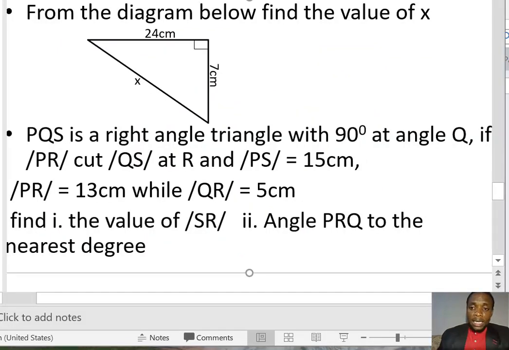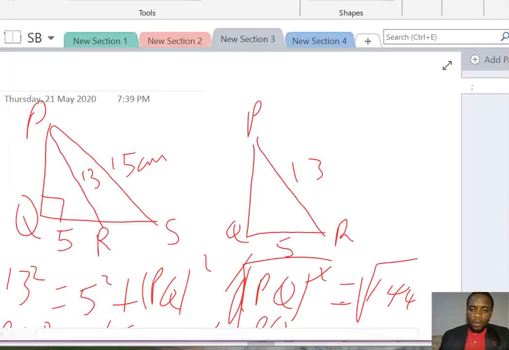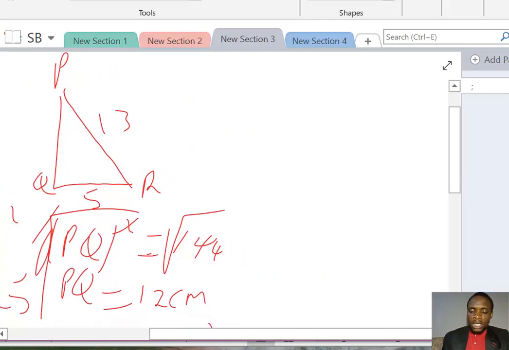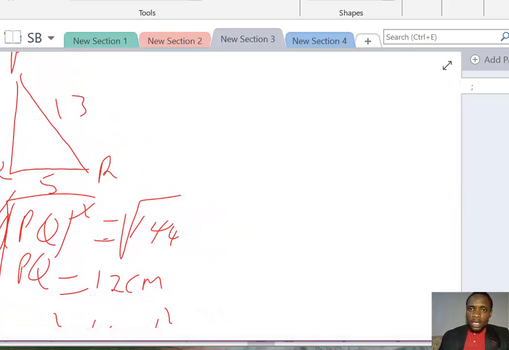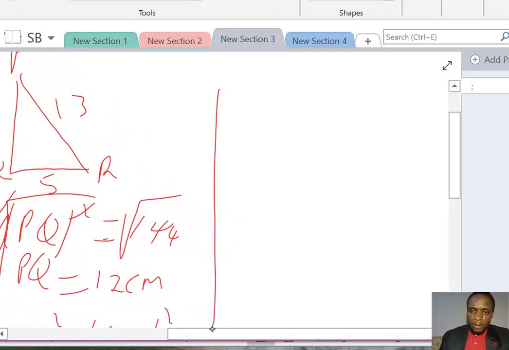The next thing is we have to find angle PRQ. If you consider triangle PQR, we can easily find PRQ. You can use trigonometry ratio. This side is the hypotenuse because this is the angle 90 degree, that is 13. QR is the adjacent. So we can use cos theta there.